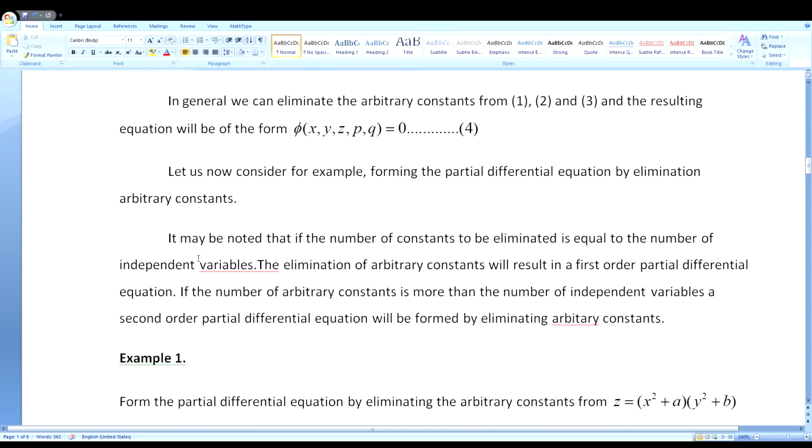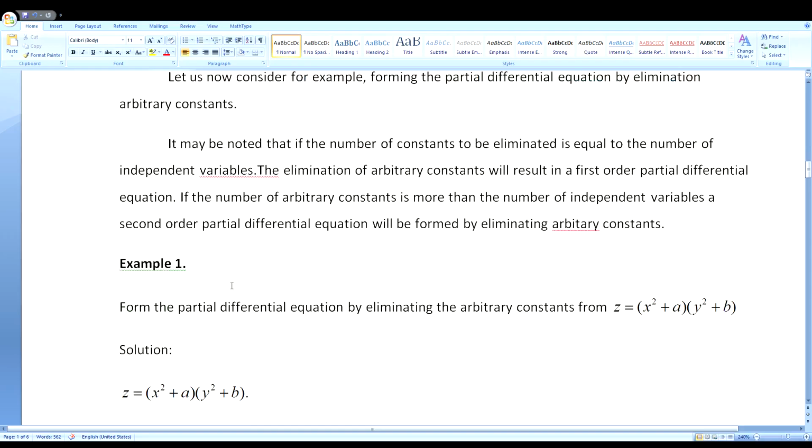Now, it may be noted that if the number of constants to be eliminated is equal to the number of independent variables, then the equation will result in a first order partial differential equation. If the number of arbitrary constants is more than the number of independent variables, then a second order partial differential equation will be formed by eliminating arbitrary constants.